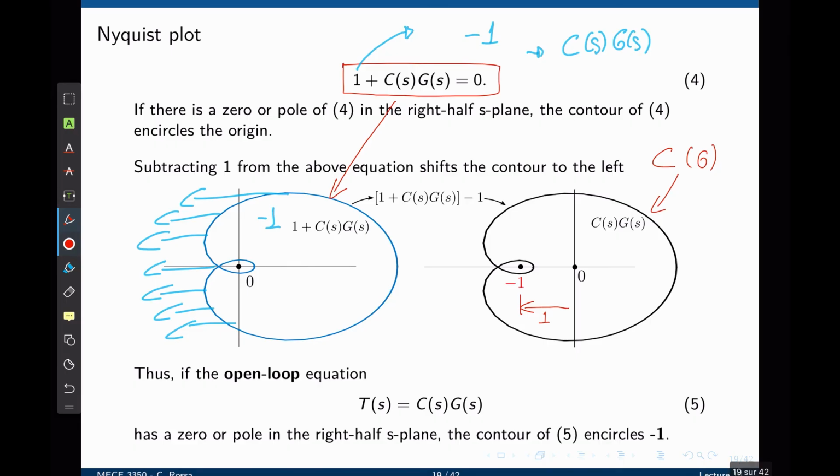The advantage here is very clear. We can now look at the open loop transfer function and infer stability of the closed loop system by looking at encirclements of -1 in the Nyquist plot.